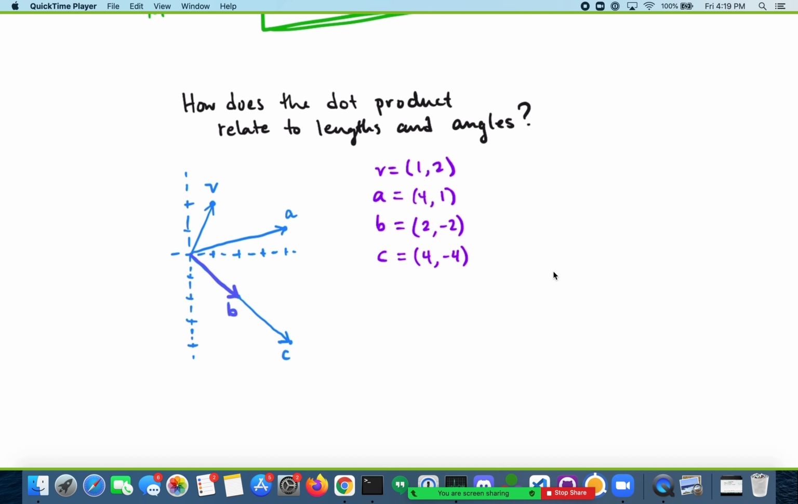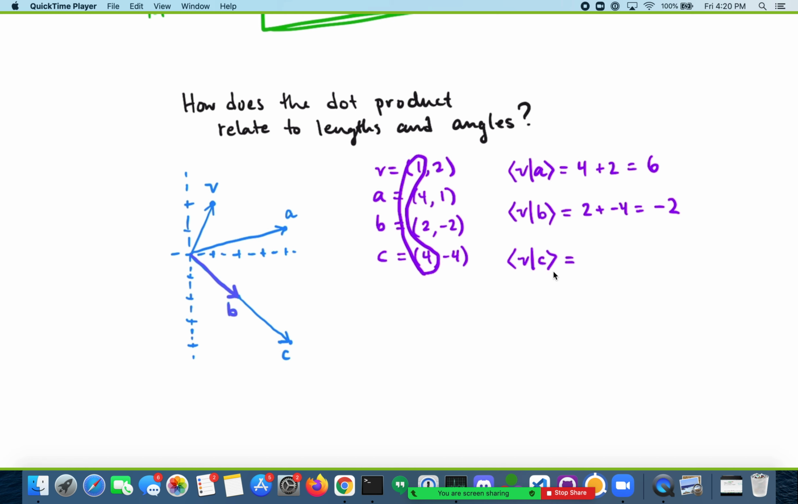Now, V dot A is 4 plus 2. Okay, that was easy. Let's do V dot B. V dot B is 2 plus -4. 2 plus -4 is -2. Okay, and let's do V dot C. It's 4 plus -8.